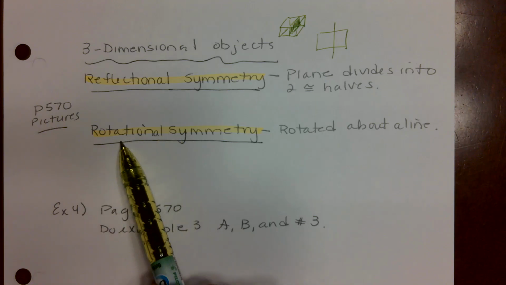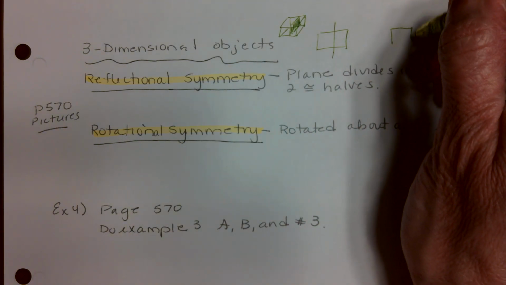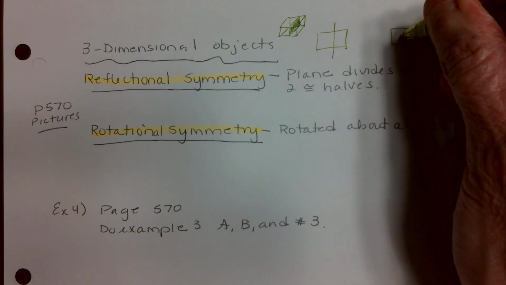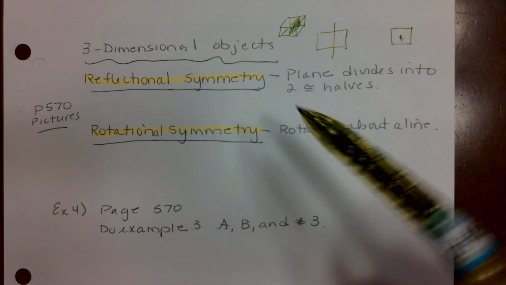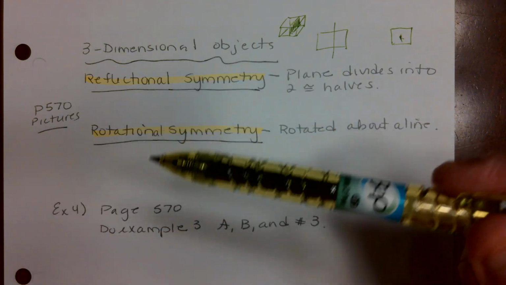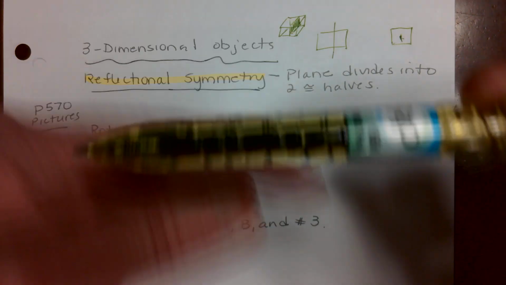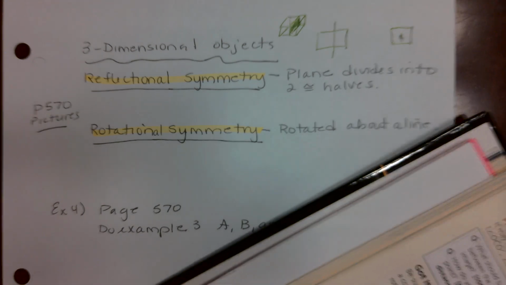And then instead of it being rotated about a point, like before, if you had a square and you rotated it around that point, now we're going to be thinking about rotating around a line. So you can think of this pencil and something rotating around the pencil, or pen. So look at page 570. I'm going to grab that. The pictures in 570.